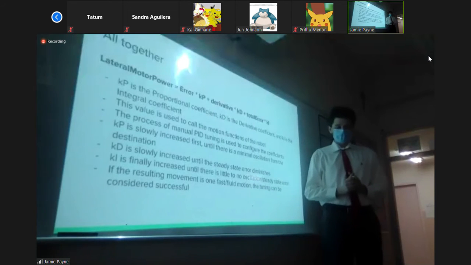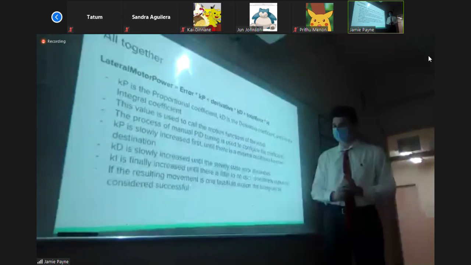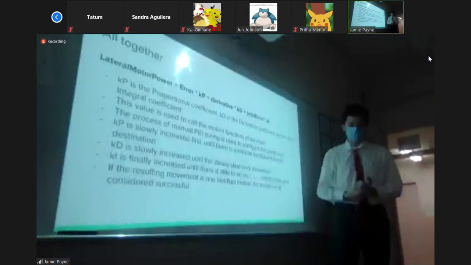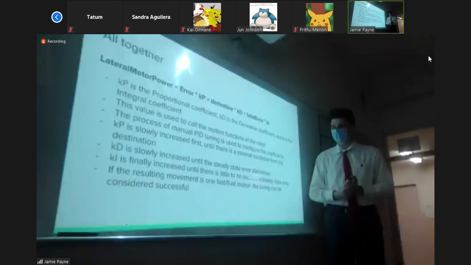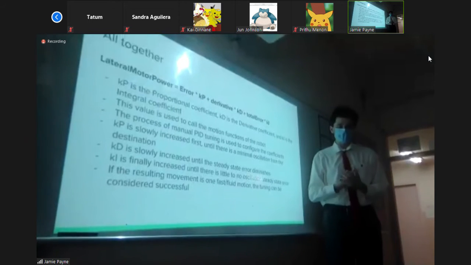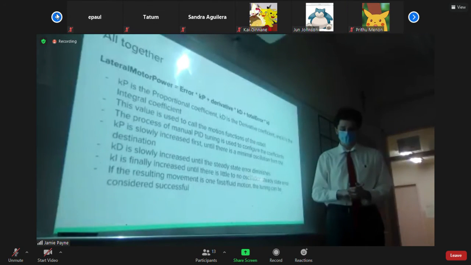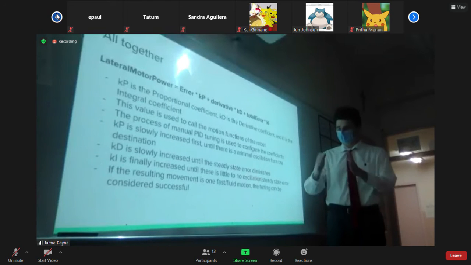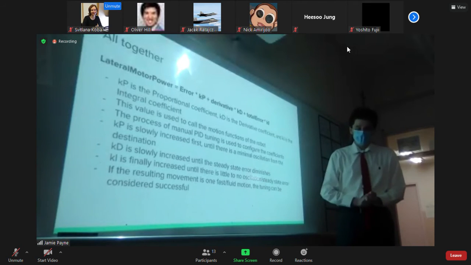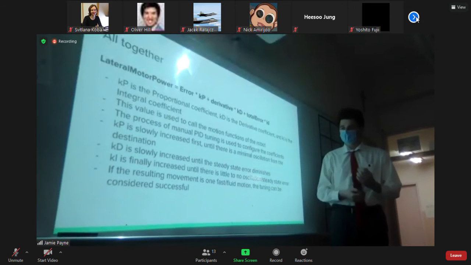The process of manual PID tuning is used to configure the coefficients. And the simplest way to do this is to have the user slowly increase the Kp coefficient first. And like I mentioned, the proportional component is by far the most important, which is why you want to make sure that value is as close to the target as possible. Kp is slowly increased first until there is minimal oscillation or displacement from the destination.